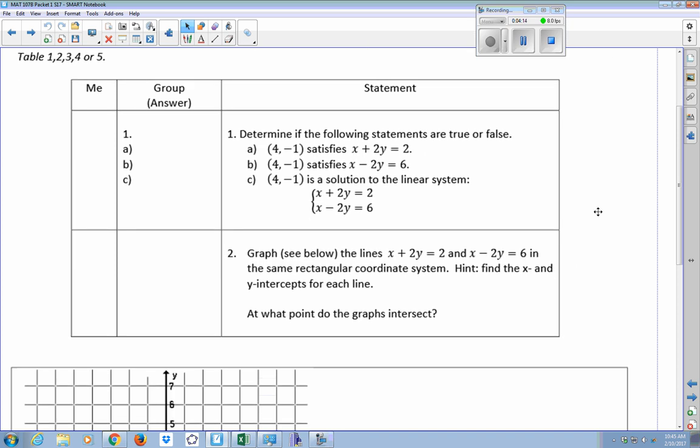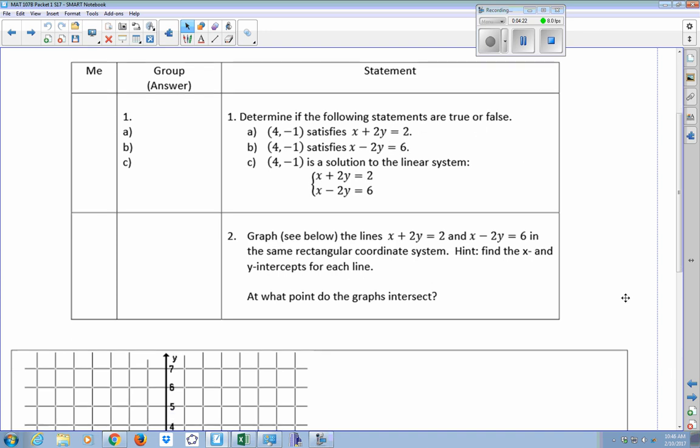All right. So let's take a look at these statements here. The first statement asks if the ordered pair (4, -1) satisfies this equation. What do I mean by the language satisfies? What does that mean? It's true. What's going to be true, James? Both sides of the equation. When what happens? When x equals 4 for y.